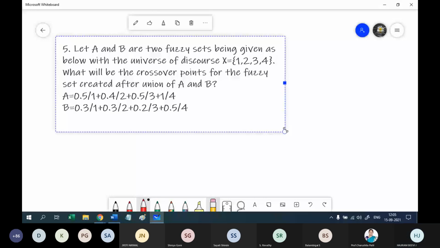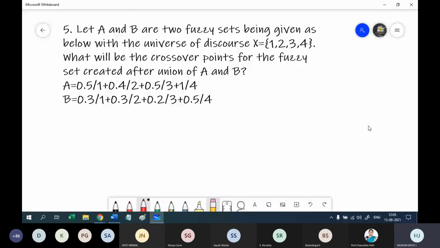Then the fifth one: let A and B be two fuzzy sets given as below with the universe of discourse X equal to 1, 2, 3, 4. What will be the crossover points for the fuzzy set created after the union of A and B? A is 0.5/1, 0.4/2, 0.5/3, 1/4. B is 0.3/1, 0.3/2, 0.2/3, 0.5/4.